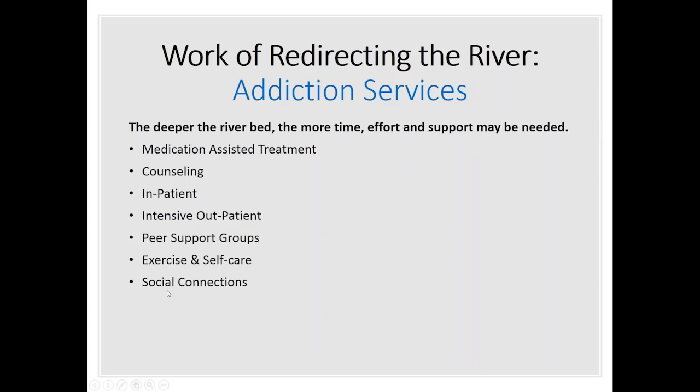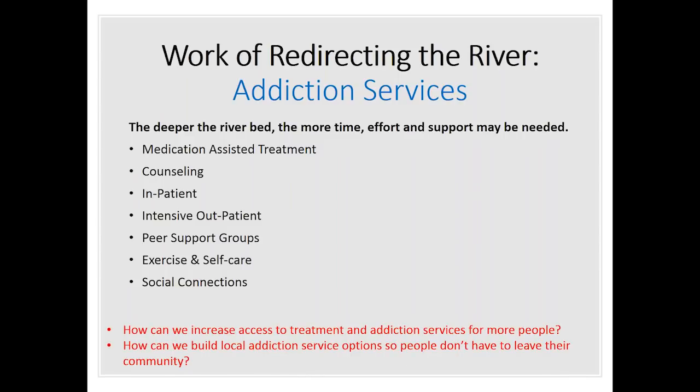The deeper the riverbed, the more time, effort, and support may be needed to redirect the river. There are many kinds of addiction services, including medication-assisted treatment, but also inpatient, outpatient, and peer support groups, because there are many paths to recovery. But people need access to them. Access includes, obviously, insurance, but it also includes transportation to the methadone clinic or the counseling office. It includes safe places to exercise and community spaces to find social connection.